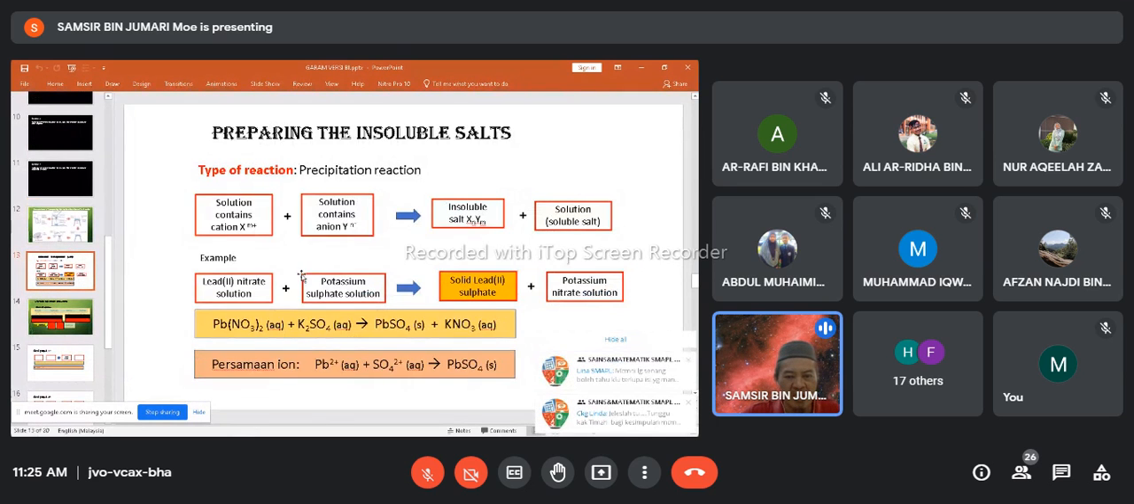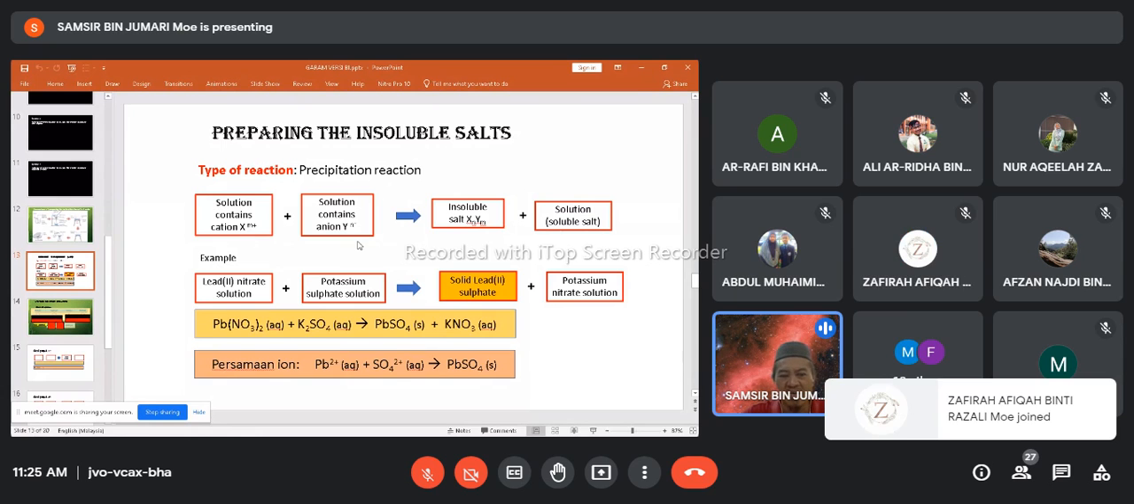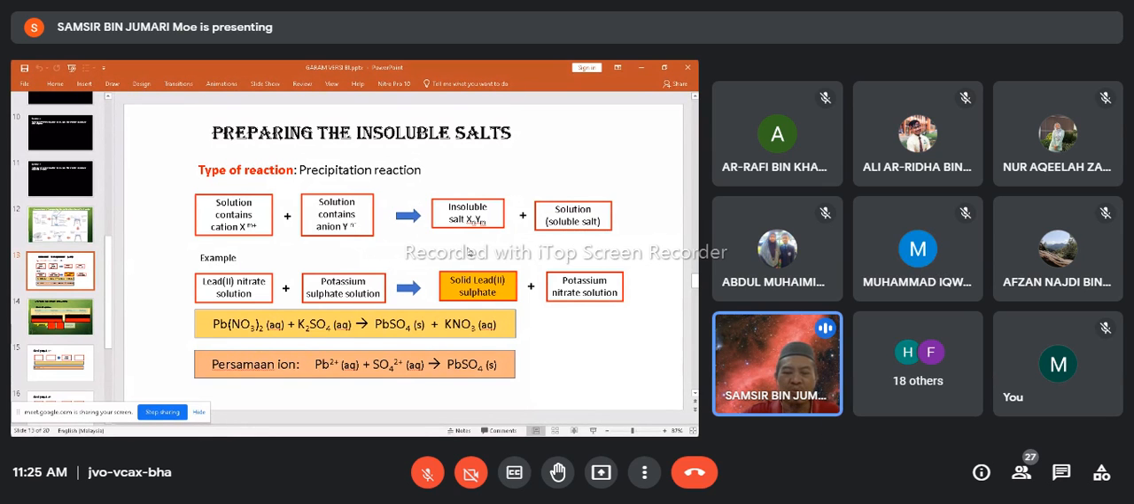The third method is preparing the insoluble salts by the precipitation reaction, or we call that the double decomposition reaction, only to be used to prepare the insoluble salt. The reaction between the solutions containing the cation X and another one, anion Y, to produce the insoluble salt of X and Y, XY.